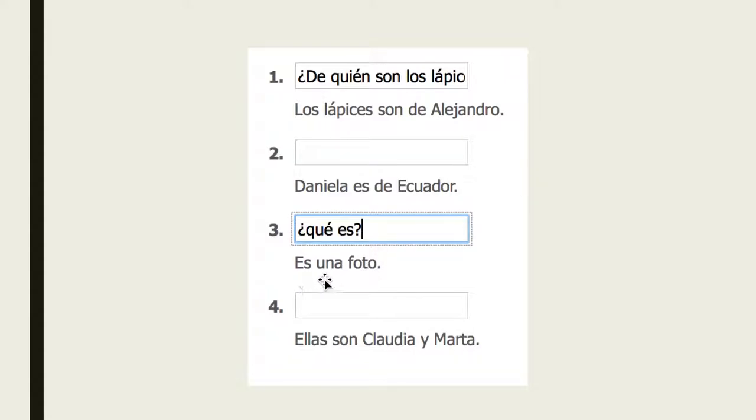And this one, es una foto. It is a picture. The question would be, what is it? Or, ¿qué es?